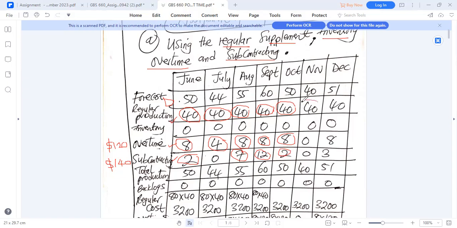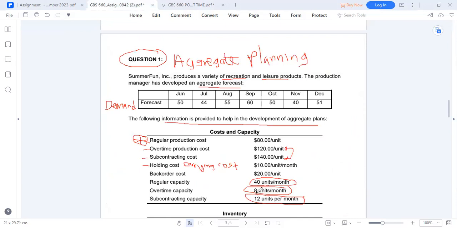In November, our regular production is 40. Then we don't have to allow overtime, and no subcontracting because we are at par. In December, we have the regular production of 40 units, but we need to meet the target of 51 units. What is going to happen? We can allow overtime 8 units because we need to make sure that we meet our demand. So overtime could have gone for 8. Maximum overtime is 8. We can't go beyond that according to the instruction in the question. Our overtime capacity is 8, and then subcontracting is 12.